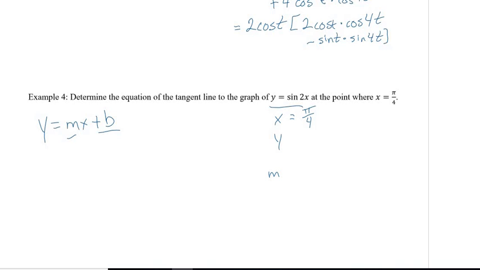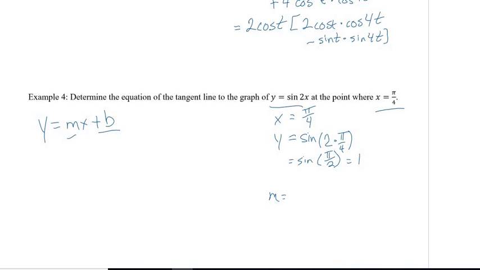So let's start with x equals pi over 4, which we already are given. And then y is going to be equal to, we're just going to take that function, 2 times x, or 2 times pi over 4. That's going to be sine of pi over 2. That's going to be the sine of 90 degrees. So that's really simple. That's just going to be 1.